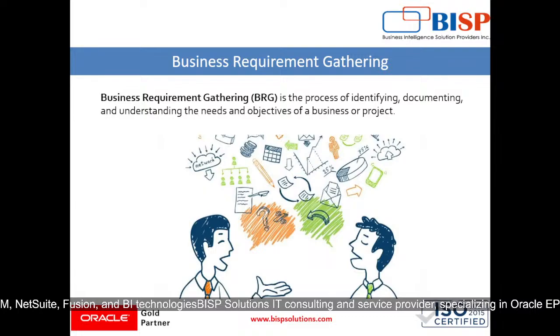Then requirement documentation, using tools such as BRD or FDD, which is business requirement document or functional design document, and user stories or use cases. Then we have to validate and prioritize, which means we review and confirm requirements with stakeholders, and rank requirements based on importance and feasibility.